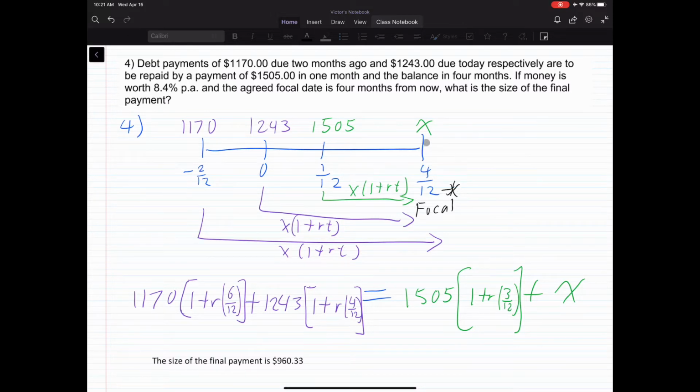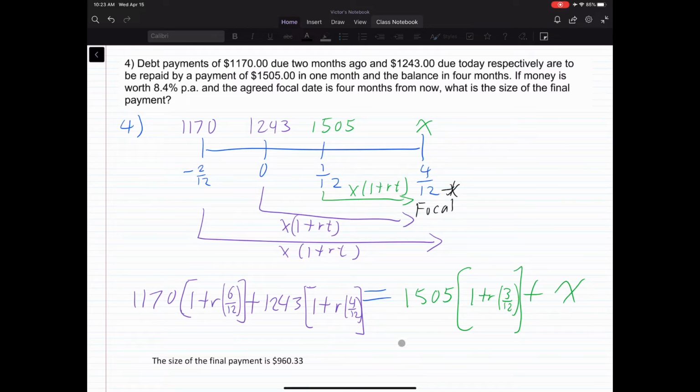What we know from the diagram is that everything needs to be converted to the focal date so that we can compare them. All these cash flows are to the left of the focal date. So in order to convert them into the future value, we multiply them by 1 plus RT. That's why we have 1505, 1243 and 1170 each times 1 plus RT. That's why it is important to draw the diagram, so we understand where the cash flows are going. Once we understand the timeline, we can move on to the equation.